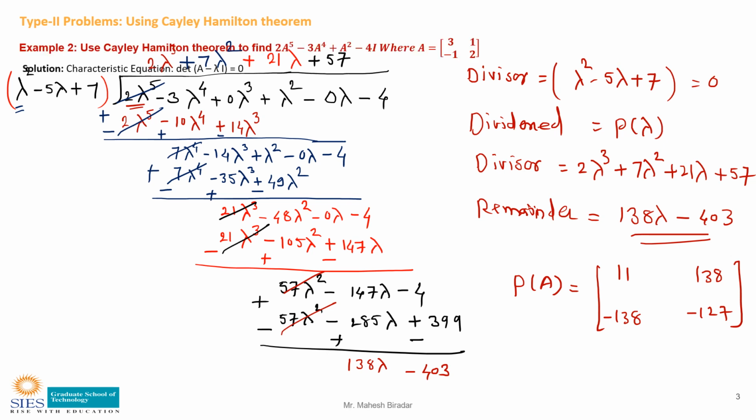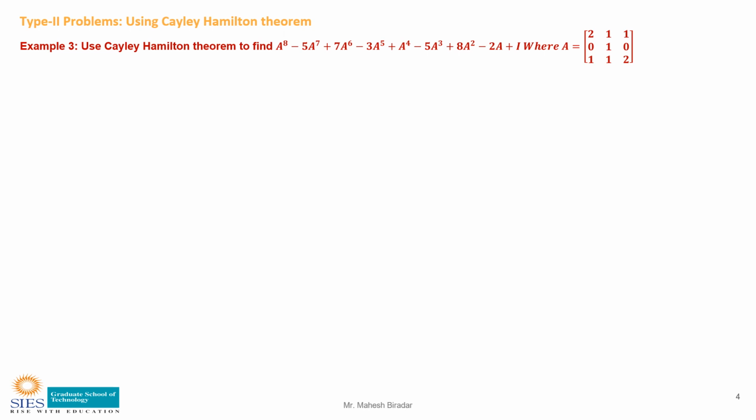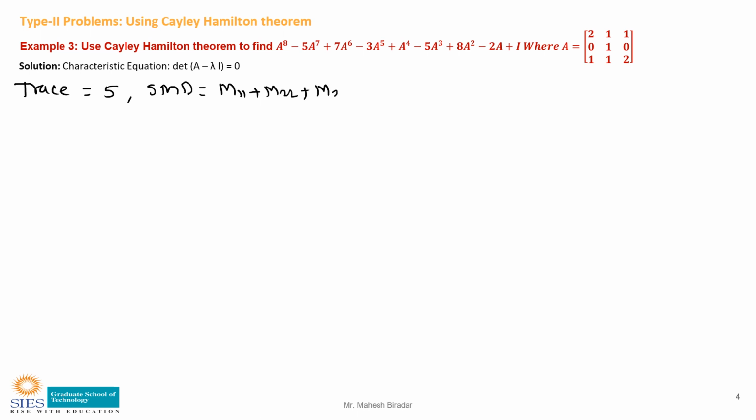Now we will solve the next example. This is a 3 by 3 matrix I have considered. Again, I'm going to calculate the characteristic equation. So we require the trace, which is the sum of diagonal elements, which is 5. We require SMD, which is the sum of minors of diagonal elements M11, M22, M33. The value of SMD is 7, and the determinant is 3.